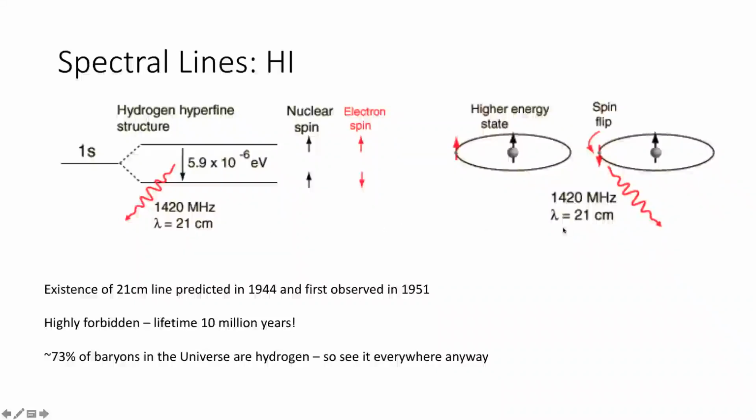This is very rare, right? I don't know if that's true. At the time this was first detected in the sky, it had never been observed in the lab. You can never have atoms of hydrogen sitting around unaccosted for long enough to create this line.